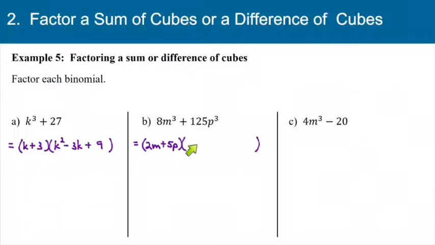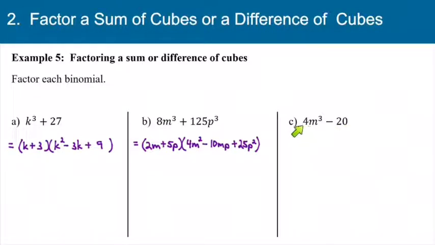Now your trinomial is going to be 2m times itself. 2m times 2m is 4m squared. Opposite sign. For the middle term, we do 2m times 5p. That's going to be 10mp. And then always positive. And then the last term is going to be 5p times itself. So 5p times 5p is 25p squared. And there's our factoring.